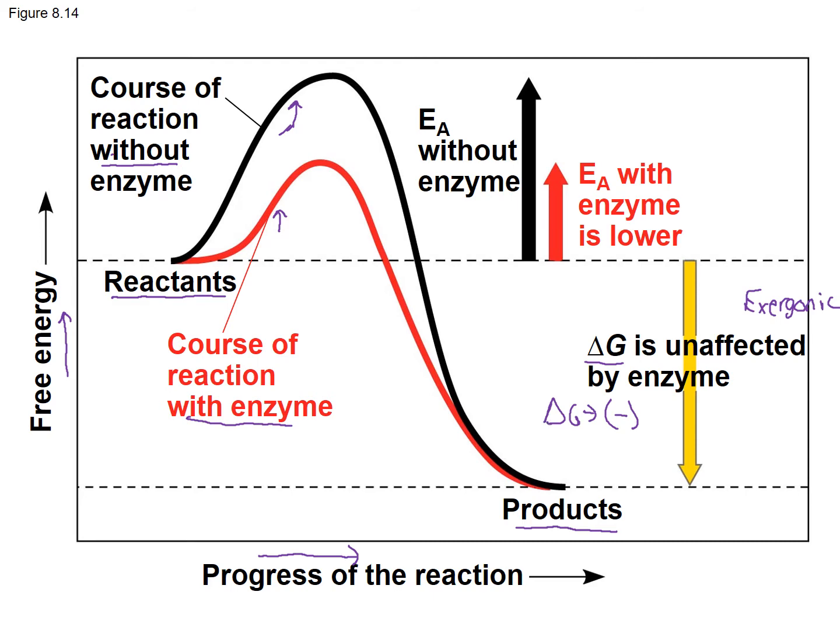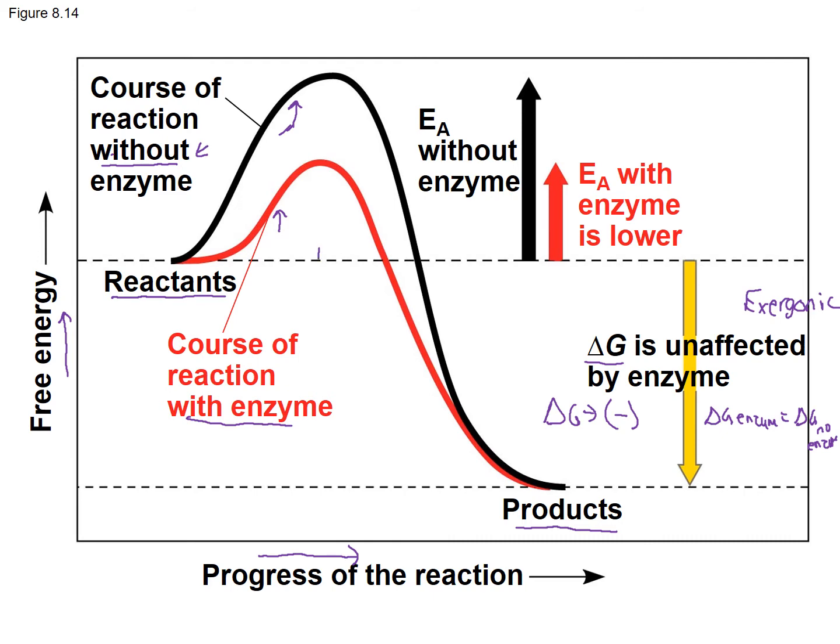Now, here it says also the delta G is not affected by the enzyme. Okay, so remember we have two curves here. One of them represents without the enzyme, one of them represents with the enzyme. So the change in free energy does not change, right? The change in free energy is the same with the enzyme as it is without the enzyme. Okay, so delta G enzyme equals delta G no enzyme.